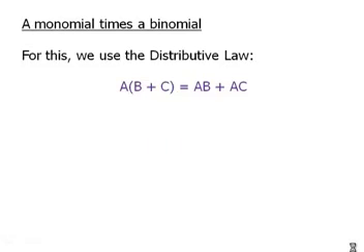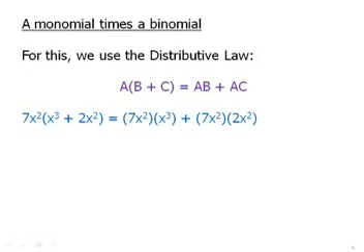Now we'll talk about the case of a monomial times a binomial. For this we use the distributive law. So a times b plus c equals a times b plus a times c. This is proper distribution. So for example, if we want to multiply 7x squared, that monomial, times the binomial in parentheses, we have to multiply that monomial times each term and then do the correct monomial times monomial multiplication for each term. And here we would get 7x to the 5th plus 14x to the 4th.